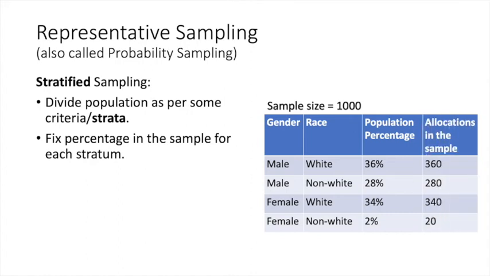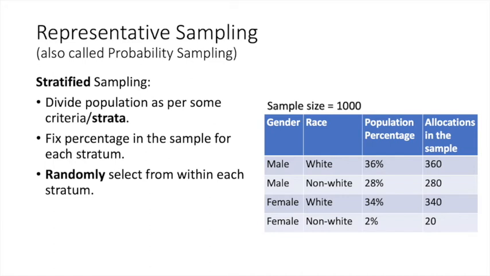Since the sample size is set to 1000, portions in the sample are made for each stratum, according to the percentages in the population. Unlike quota sampling, where the interviewers select sampling units based on their discretion, here sampling units are chosen randomly from within each stratum. So that's the crucial difference. This ensures that the sample is a representative sample.